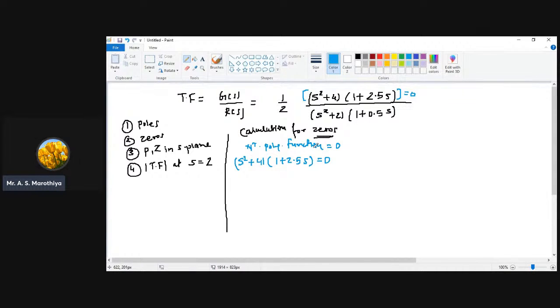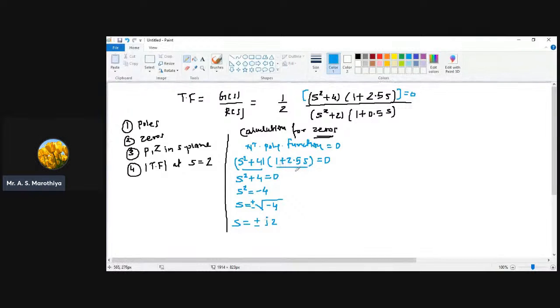And then if you solve this particular expression for s, what will you get? If you equate this term to 0, s square plus 4 is 0, or s square is minus 4, or s is equal to plus minus square root of minus 4, which is plus minus j times 2. I hope this point is clear to everyone. So s equals plus minus j2 are the zeros of this particular system.